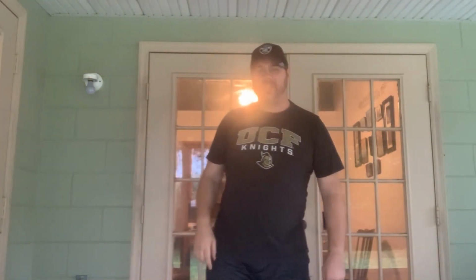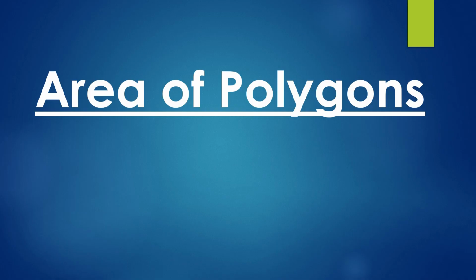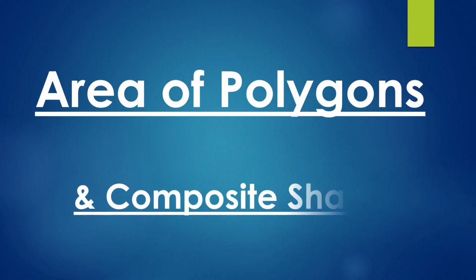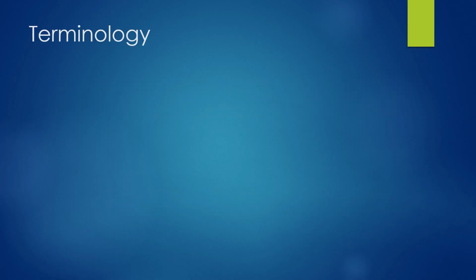We're going to learn about polygons today, so let's go to the board. All right, students, now we're at the board, so let's look at area, polygons, and composite shapes. All right, so let's start with some terminology. First, we're going to talk about what is a polygon.